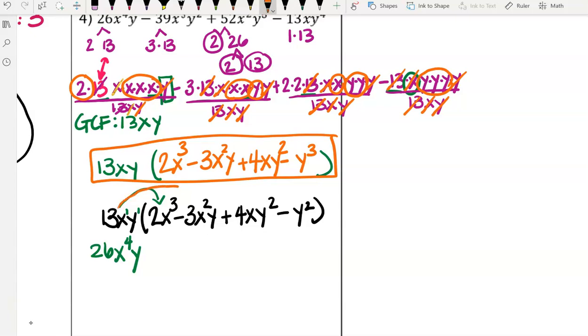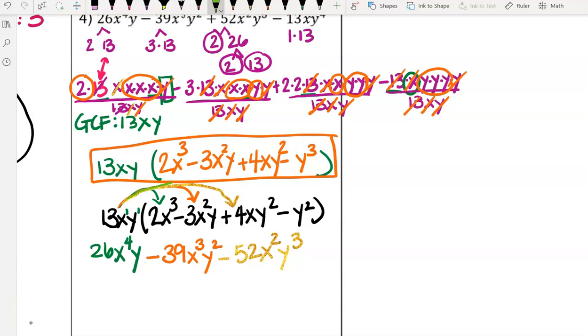Then we say, okay, do the same thing with this one. Minus 13 times 3, that's going to be 39. X times x squared, that is now adding the exponent to make three x's together. Y times y, that is y squared. Next one is 13xy times 4xy squared, minus 13 times 4, that's going to be 52. X times x is x squared. Y times y squared is now y to the third.